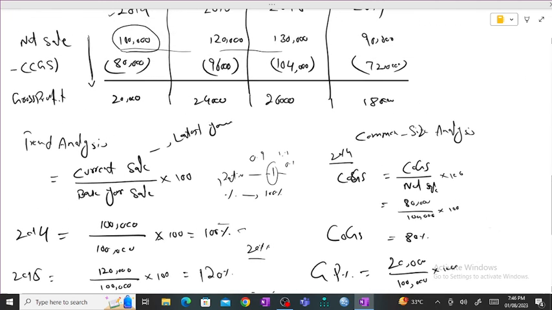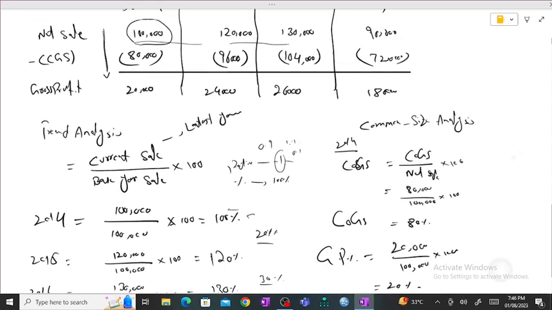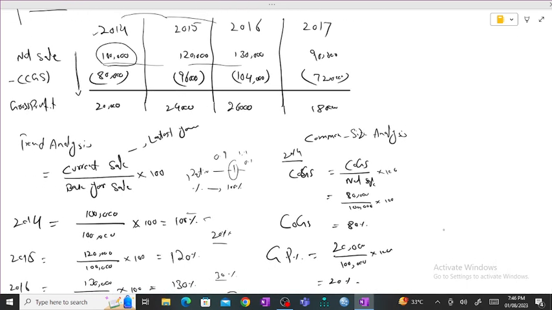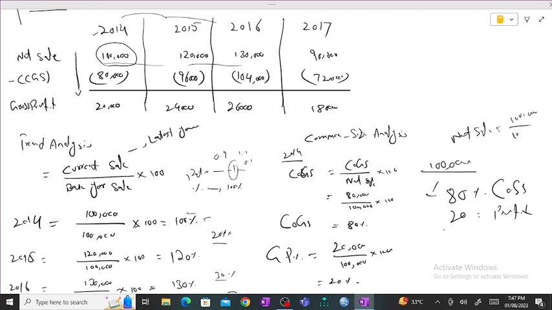So what gross profit basically suggests is that in net sale of 1 lakh, 80% is cost of goods sold, while 20% we have as profit. If somebody asks you to calculate the base, always remember that net sale would remain 100%. Whenever you calculate the trend or common size analysis for the base year, the answer would remain 100%. So net sale would be 1 lakh, and 1 lakh multiplied by 100 gives you 100%.